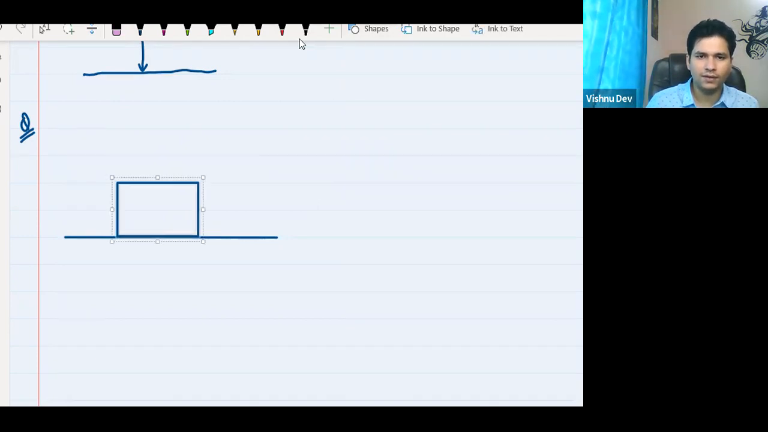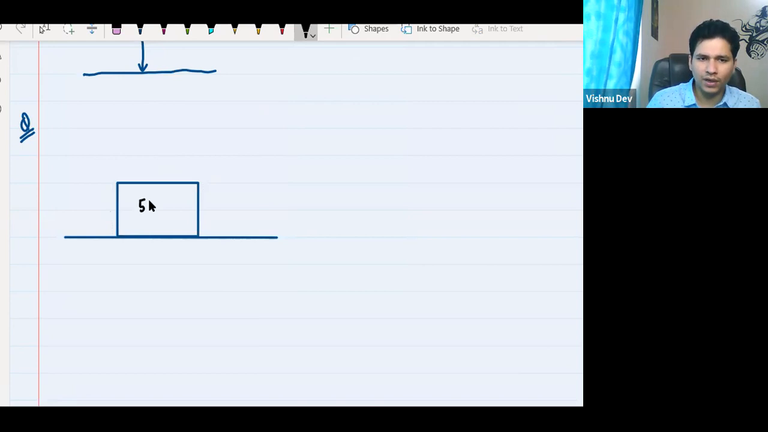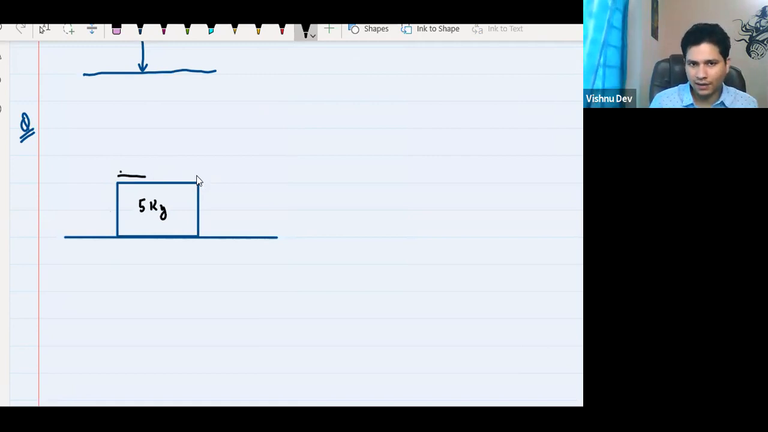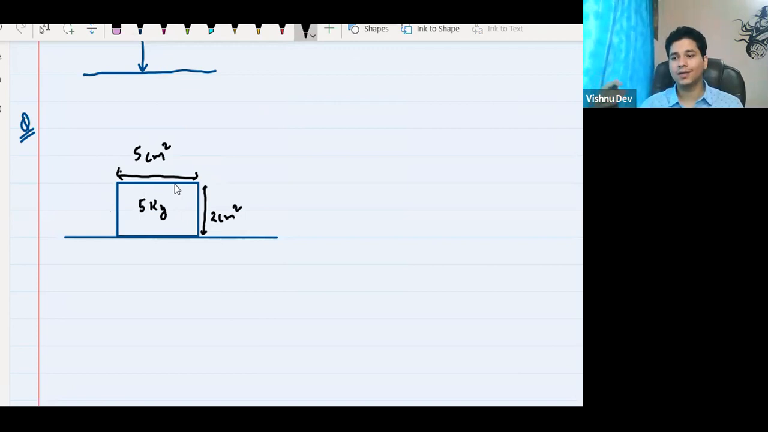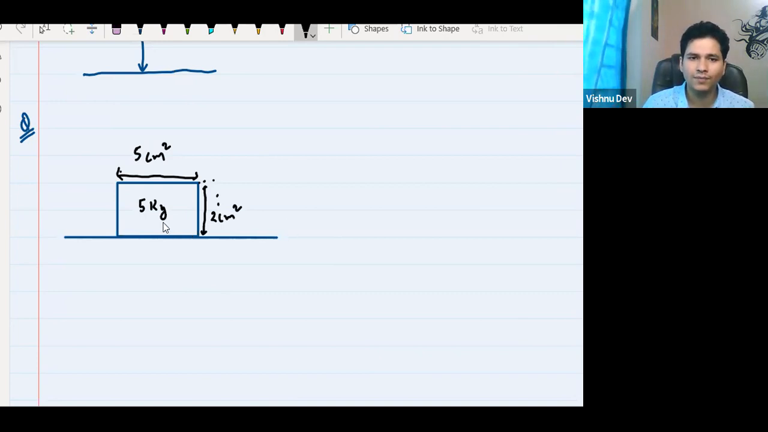So this is a brick. Now, the mass of the brick is 5 kg. This area is 5 centimeters square, and this area is 2 centimeters square. I'm talking about area. Again, this is a brick, so area would be this whole section. I hope all of you are imagining this, because a brick is a definite object.